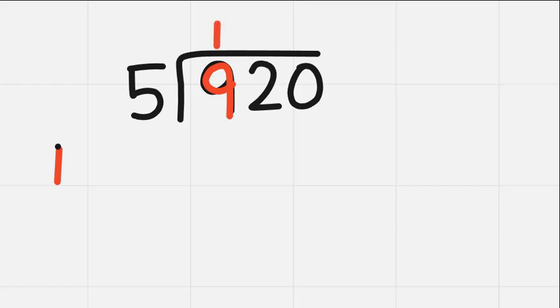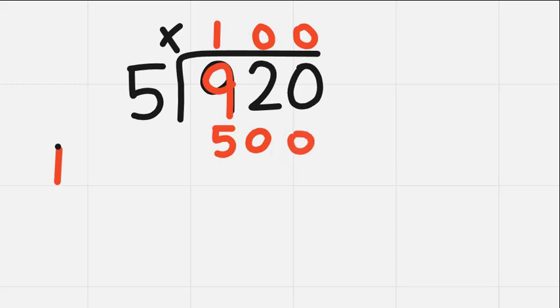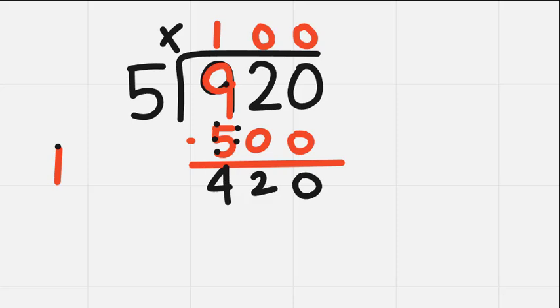We'll put a 1 up top with 2 zeros as placeholders. Then we multiply. 5 times 1 is 5, and then we add the zeros. And then we'll subtract. 0 minus 0 is 0, 2 minus 0 is 2, and then 9 minus 5, 9, 8, 7, 6, 5, 4. So now we divide again. The first number is 4. 4 is less than 5, so we need to look at the next number also.